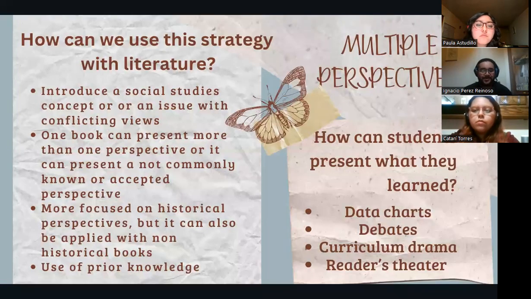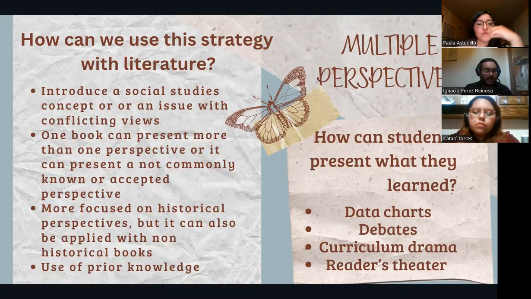Now, how can we use this strategy with literature? It can be used to introduce a social study concept or issue with conflicting views. One book can present more than one perspective, as The Adoption Papers by Jackie Kay, or it might present a not commonly known or accepted perspective, as in The Hanging by George Orwell.